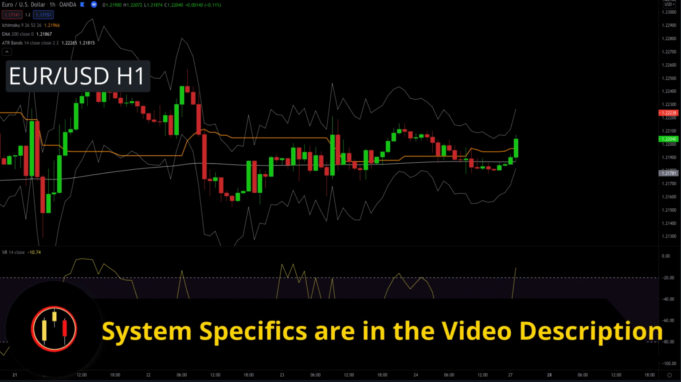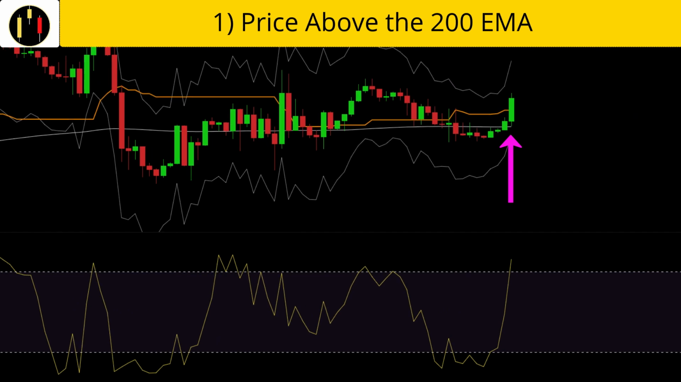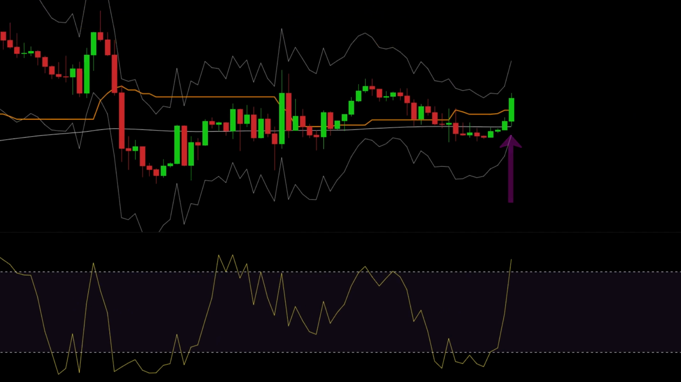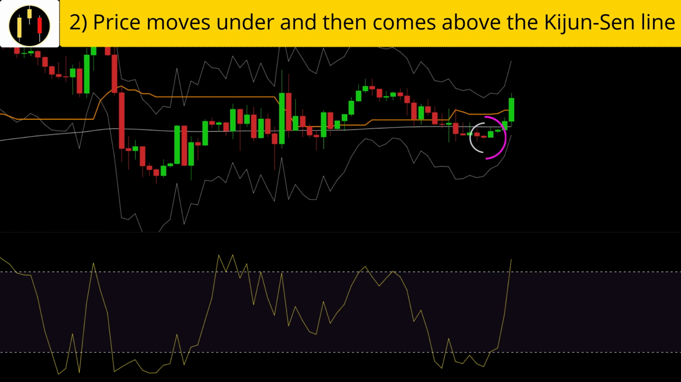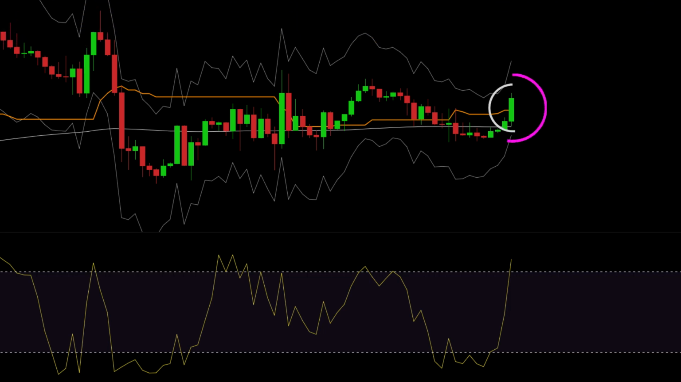The rules to enter a long on the Williams %R Flip It system are: price must be above the 200 EMA. Second, price moves under, then comes above the Kijun-sen line. Third, the candle that closes above the Kijun-sen line must be accompanied by the Williams %R being in the overbought territory. All of that happens on this candle here. This is our trigger candle.